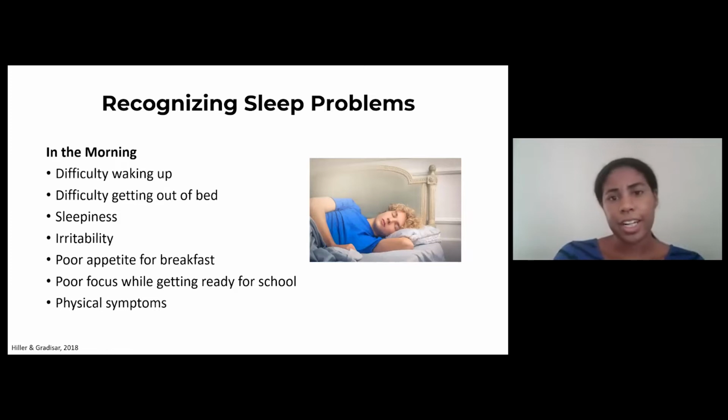In terms of recognizing sleep problems, or when sleep is a problem, we can kind of break it up into different parts of the day, but thinking about the morning, it would be difficult to wake up.